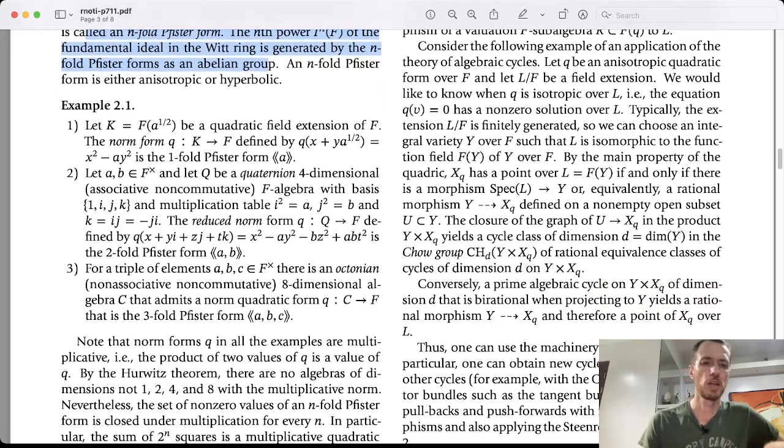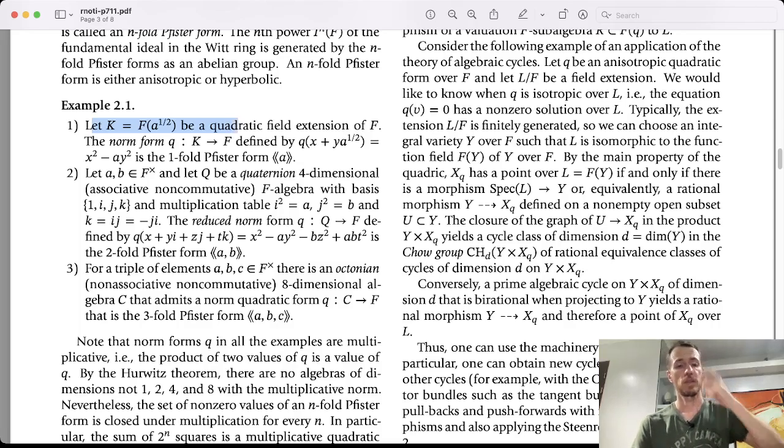Example: let K = F(a^(1/2)) be a quadratic field extension of F.